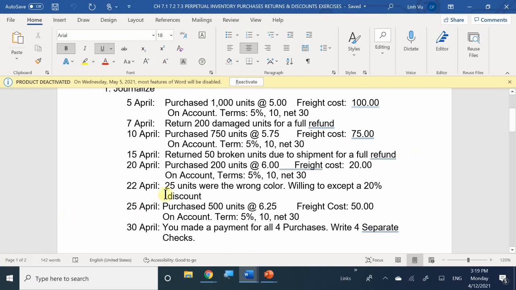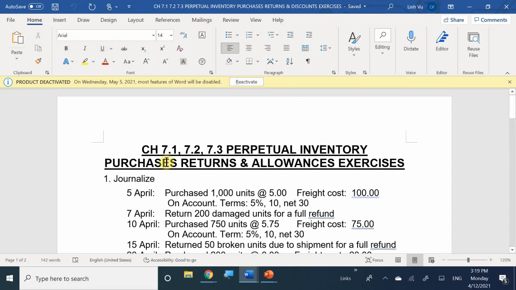Okay. So here we are. Chapter 7.1, 7.2, 7.3, Perpetual Inventory Purchases. All right, so let's go ahead and take a look.